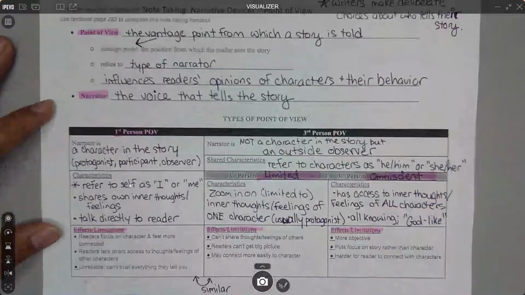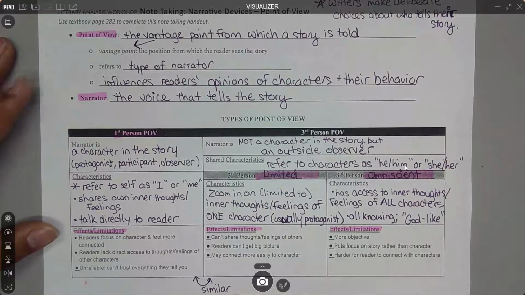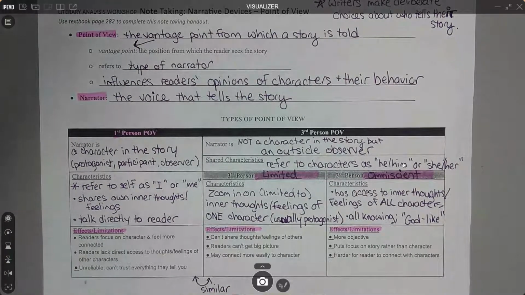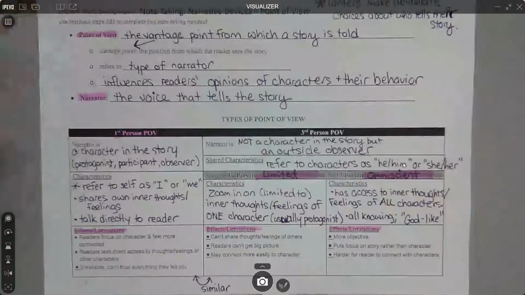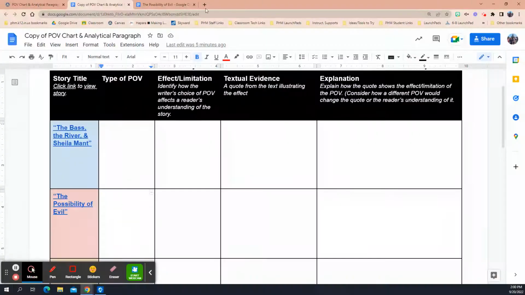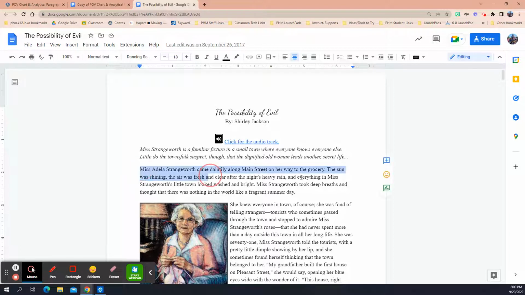You can see that with a first person point of view, they're going to be referring to themselves as I or me. And with a third person point of view, you will have he and she or him and her. You'll have those pronouns. So the very first thing that you're going to want to do is look at the first two sentences of the story and figure out what kind of pronouns we're dealing with.